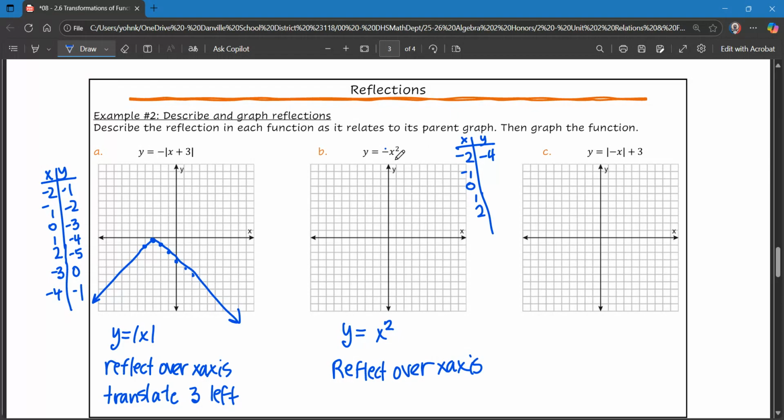Square -1 to get +1. Attach a negative to get -1. Plug in 0, you get 0. Plug in 1, you get -1. Plug in 2, you get -4. So -2, -4, and it's going to be a parabola, which means it's U-shaped. You also should be getting more familiar with this: if it looks like a squared, it's a U. If it has absolute values, it's a V. And now you're going to connect these.